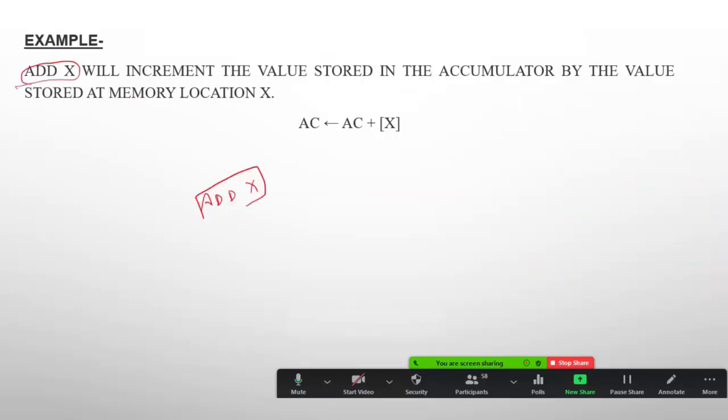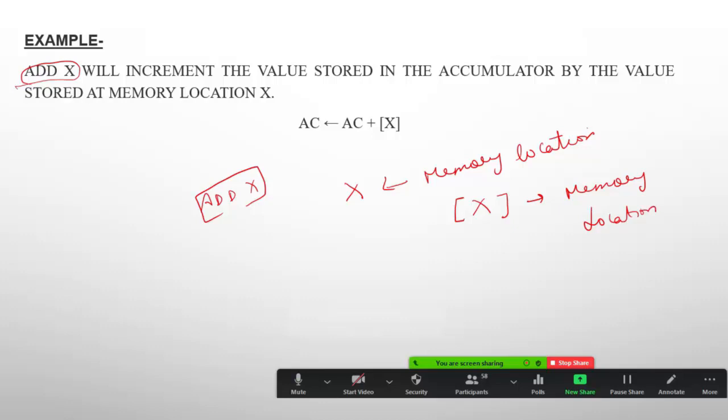So this is an example: ADD X. X will be the memory location. Whenever we did programming also, whenever you specify any variable in square brackets, that means a memory location. If you are giving X in the square brackets, that means X is stored at a memory location.